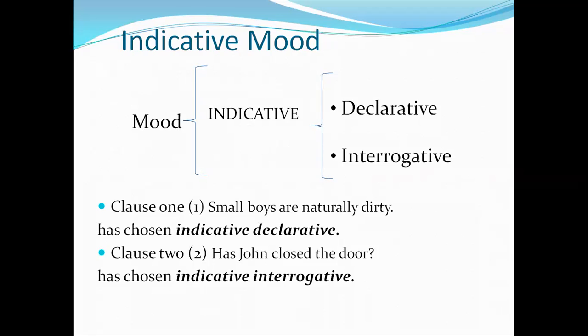So see example number one, small boys are naturally dirty. This is indicative declarative. And sentence number two, you can say, had John closed the door? It's also indicative, but it's indicative interrogative. These are indicative mood. It means the indicative mood is used to state, to declare something, to indicate something, or to indicate through questions also.